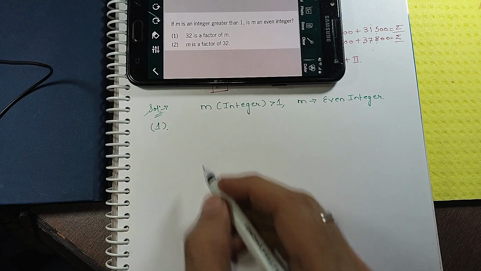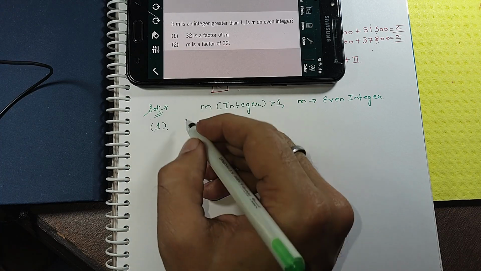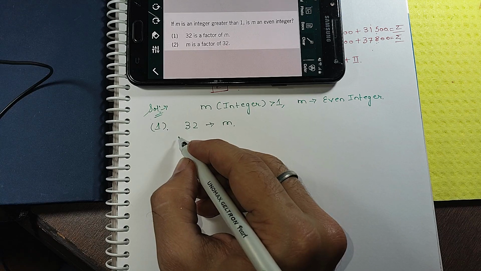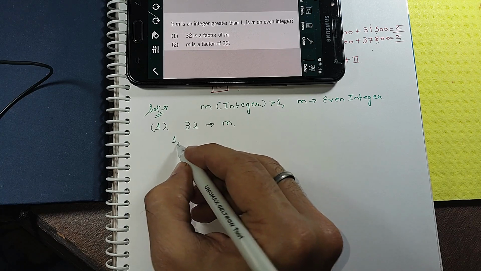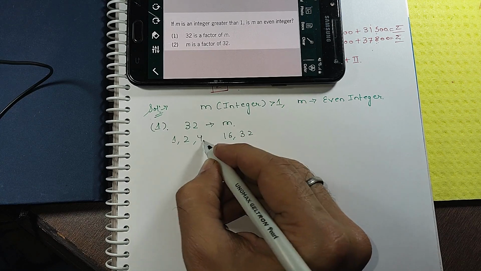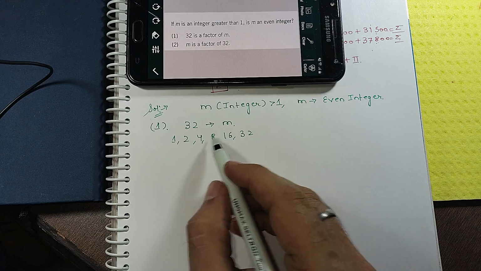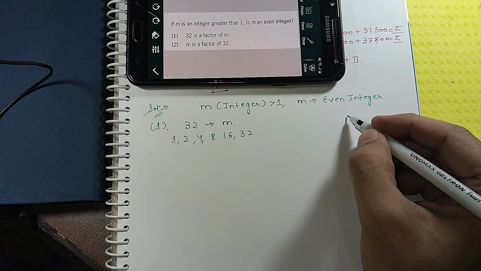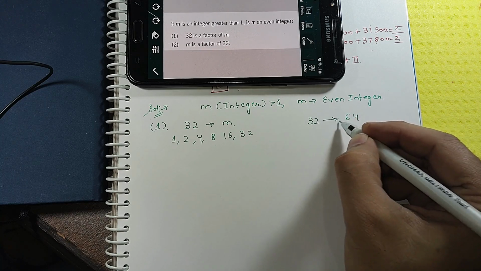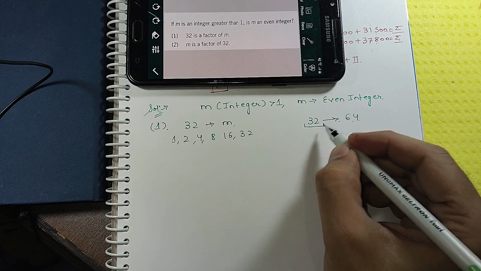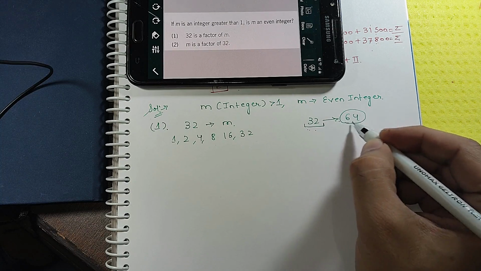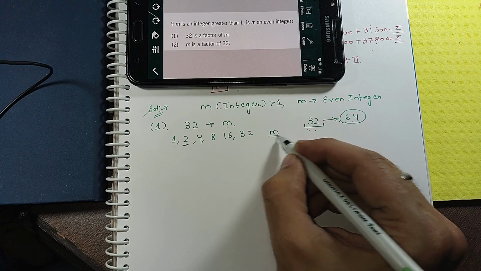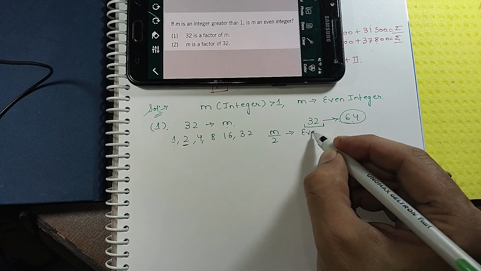Statement 1 tells us that 32 is a factor of m. So that means that if 32 is a factor of m, all the factors of 32 will be factors of m. So that means 1, 32, 2, 16, 4, 8. All these will also be factors of m. Now let us get a scenario for this. Let us assume that m has a value 64, and 32 is a factor of 64, right? And all the factors of 32 will be factors of 64. So from this we can deduce that since it has a factor 2 also, m is divisible by 2, so m has to be an even integer, right?